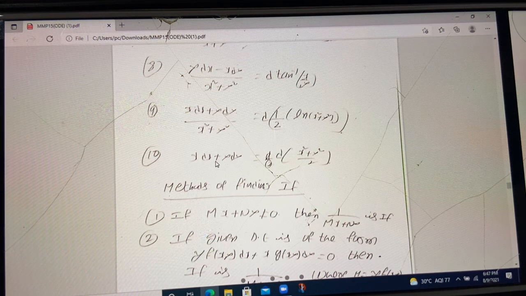Now whenever you have x dx plus y dy, you can directly integrate: x square by 2, y square by 2, or you can write d of x square plus y square by 2. If you differentiate, you will get that. Because for x square, what is the derivative? 2x dx. For y square, 2y dy. 2 cancels, you get that.